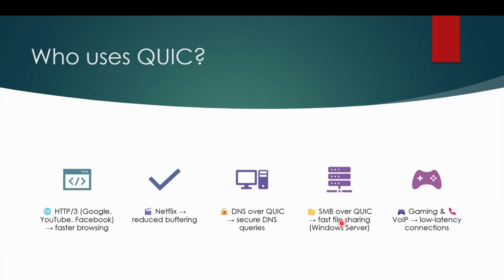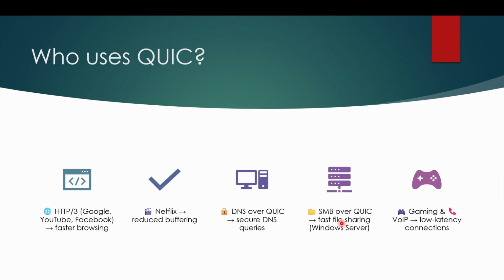secures DNS queries. SMB over QUIC enables fast file sharing in Windows Server. And even for gaming, QUIC is also gaining traction in some multiplayer platforms and IoT devices where low latency connections are critical for real-time data. As of 2025, as I said earlier, about 8% of websites use QUIC, with browsers like Chrome enabling it by default, but this is going to skyrocket as you can tell so far.